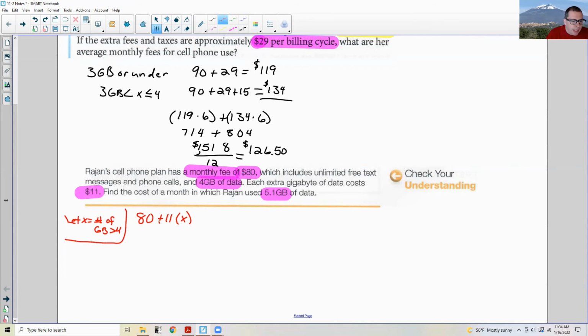So in this case, 80 plus 11X, well, we have 5.1. So 4.1 would be a partial gig over, so that's 1. And then going up to 5.1, we're into our second gig greater than 4. So that is going to be $80 plus 11 times 2, which would be $80 plus $22, which is $102. And that is the answer to this problem.